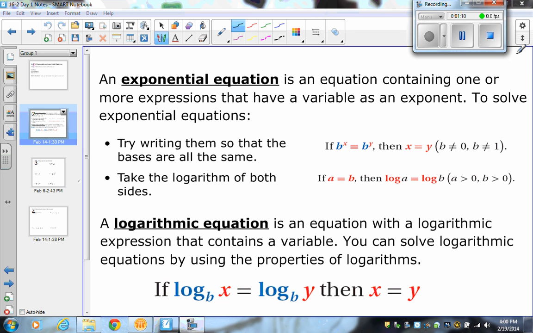Sometimes we may need to take the log of both sides. So if we know that two things are equal, then as long as we take the log of the left, then we can also take the log of the right.